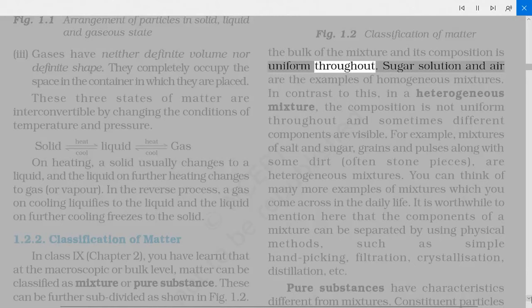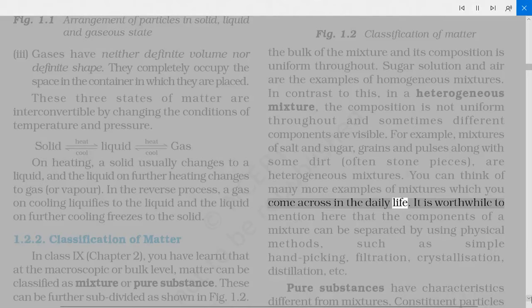In contrast to this, in a heterogeneous mixture, the composition is not uniform throughout and sometimes different components are visible. For example, mixtures of salt and sugar, grains and pulses along with some dirt, often stone pieces, are heterogeneous mixtures. You can think of many more examples of mixtures which you come across in daily life. It is worthwhile to mention here that the components of a mixture can be separated by using physical methods, such as simple handpicking, filtration, crystallization, distillation, etc.